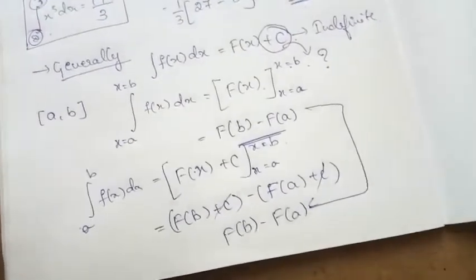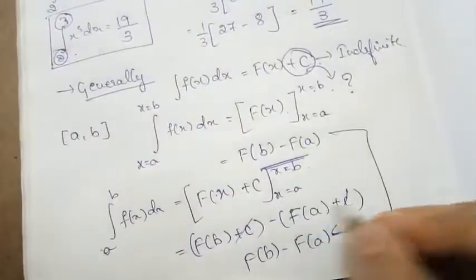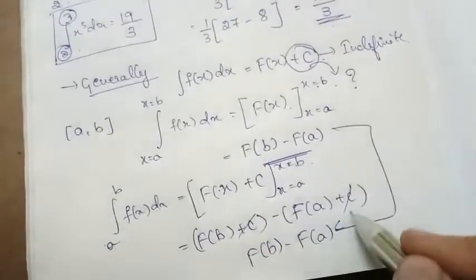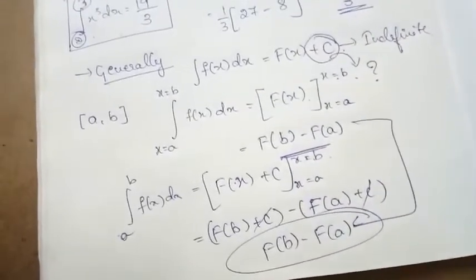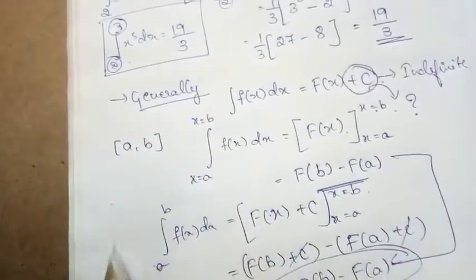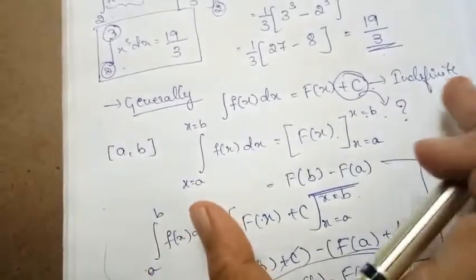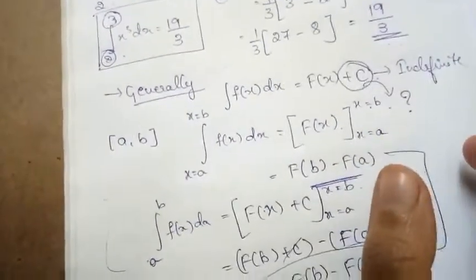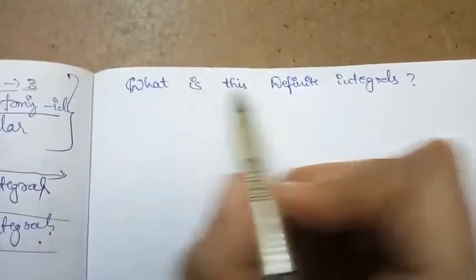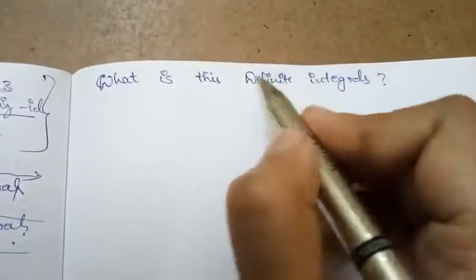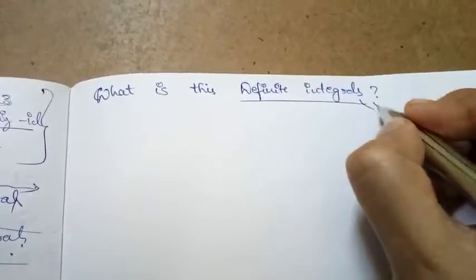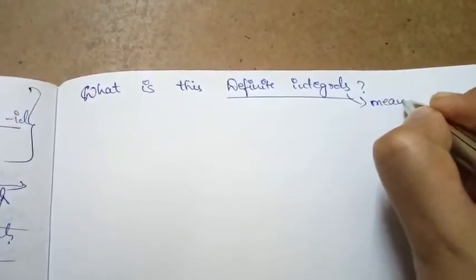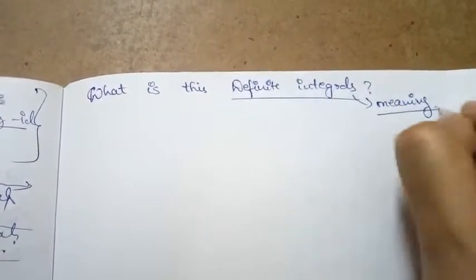So instead of repeating the integration constant and then cancelling it out, we are used to writing it directly like this, without the integration constant here. So this is the general representation of the definite integral. The next question is, what is this definite integral? What is the proper meaning of the definite integral?